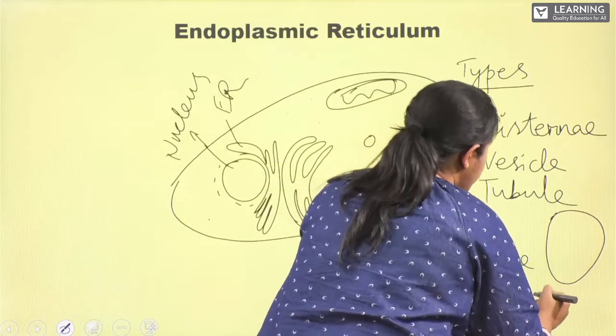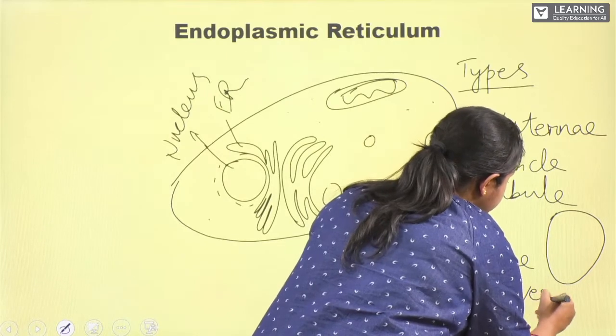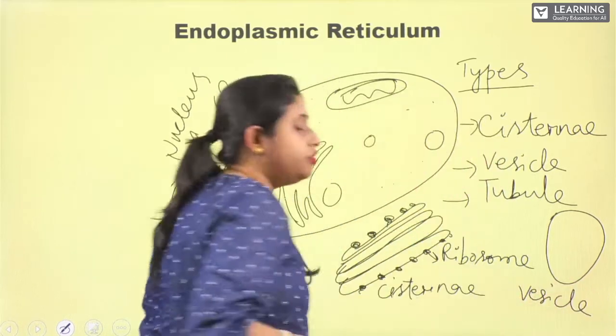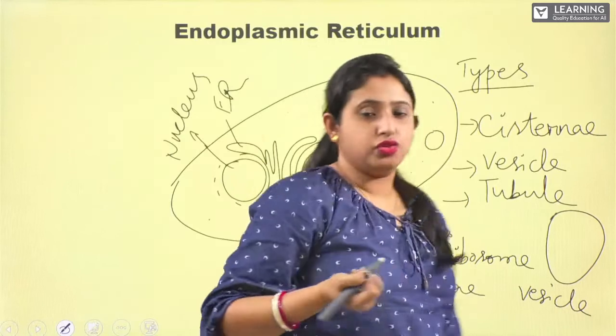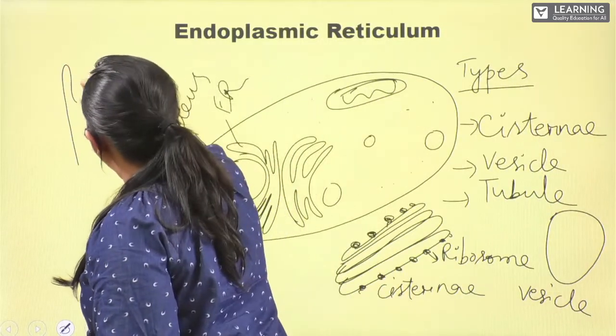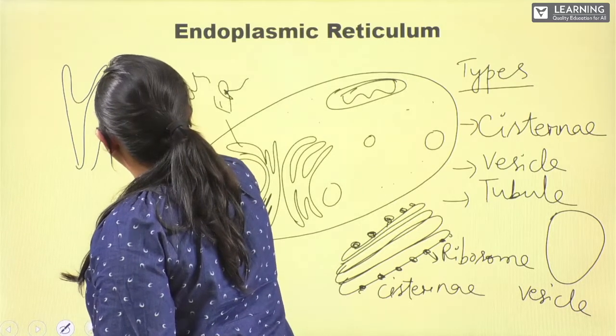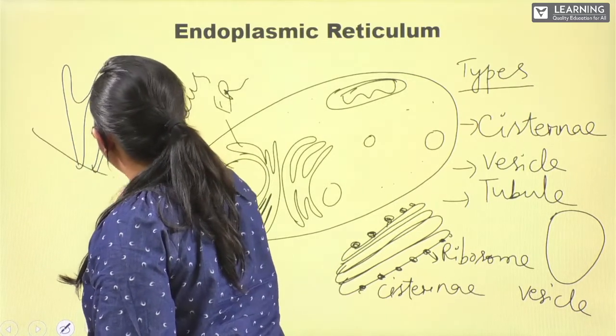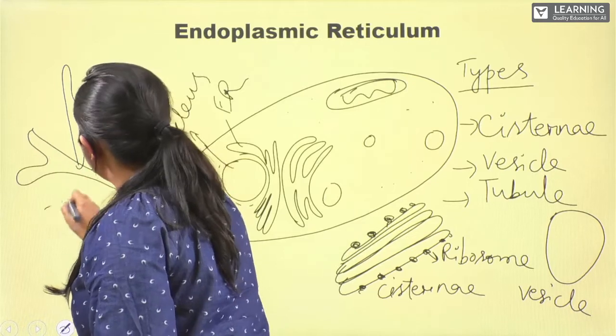So these vesicles are round spherical structures. Here you will not see the ribosomes. And what about the tubules? The tubules look like this. This is the structure of a tubule.